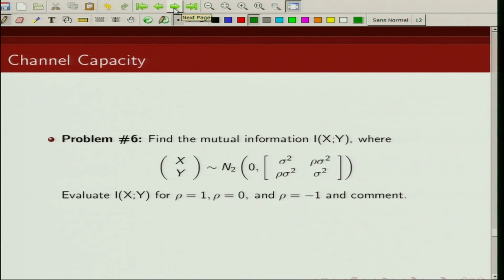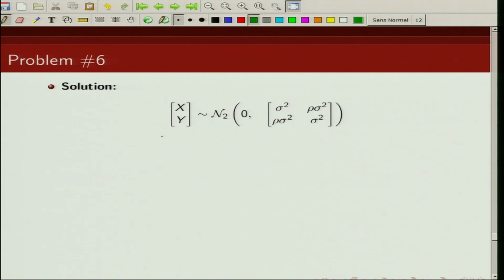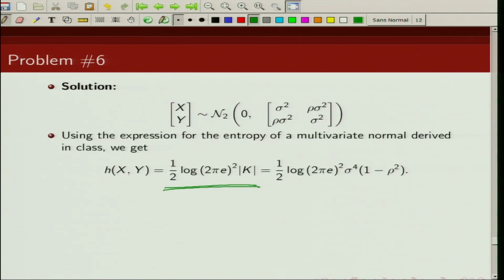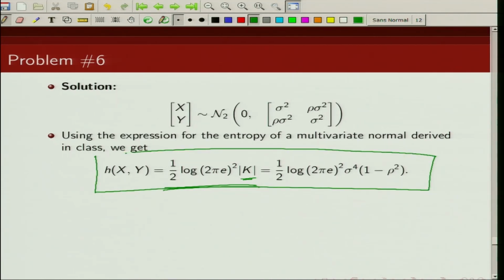Now let us look at the mutual information for a multivariate Gaussian random variable with a distribution given by this. Let us compute the mutual information for various values of rho, the correlation. As we are given that this is a multivariate Gaussian random variable, we know its entropy. The entropy of a multivariate Gaussian random variable is given by half log of, here n is 2, so that will be (2 pi e) square times the determinant of this covariance matrix. Now the covariance matrix determinant is sigma to the power 4 into 1 minus rho square. So the joint entropy in this case is given by this expression.